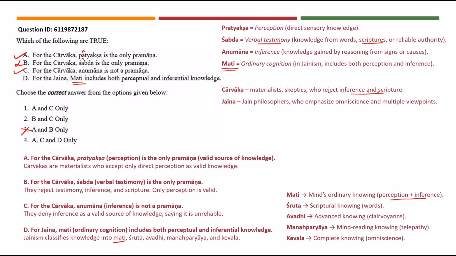Shruta means scriptural knowing, the words. Avadhi means advanced knowing, the clairvoyance. Manahparyaya means mind reading knowing, that is telepathy. And kevala is complete knowing, which is omniscience. So here D is also correct. So only B is wrong here. Option number 4, A, C and D only will be the right answer. So we can even rule out option 1 and 2.